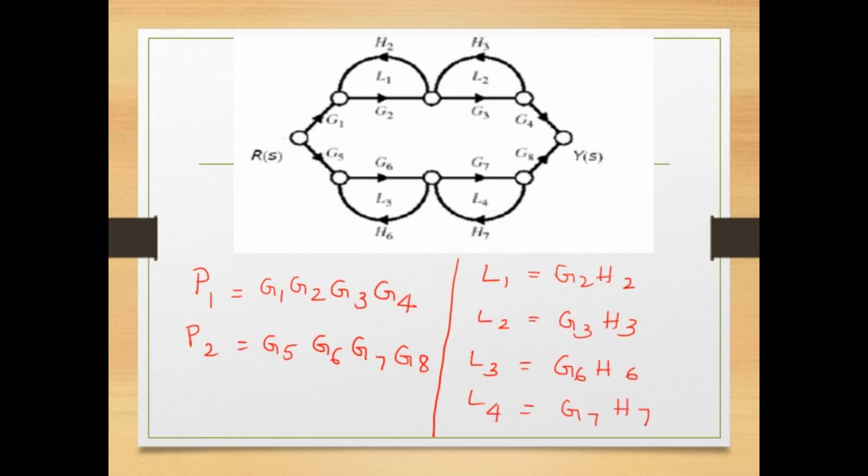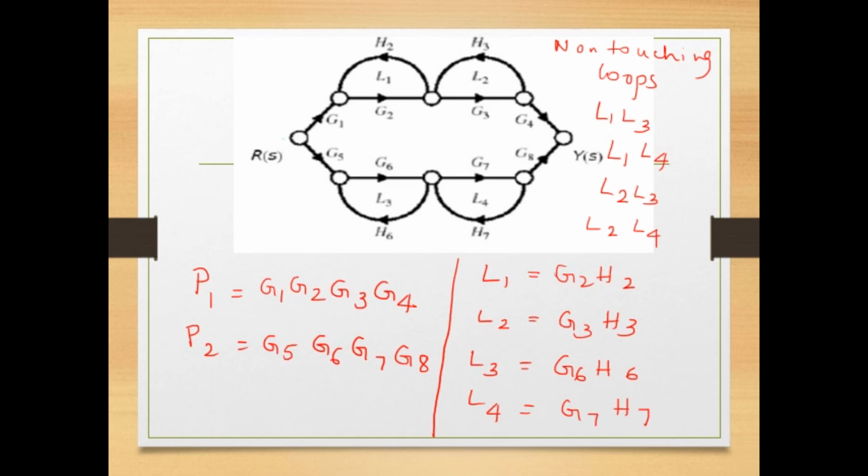So our non-touching loop pairs. We have only two non-touching loops. The pairs are L1, L3, which is one pair, L1, L4, similarly L2, L3, and L2, L4. L1 and L3 do not share a common node. Similarly, L1, L4 do not share a common node. L2, L3 do not share a common node. L2, L4 also do not share a common node.